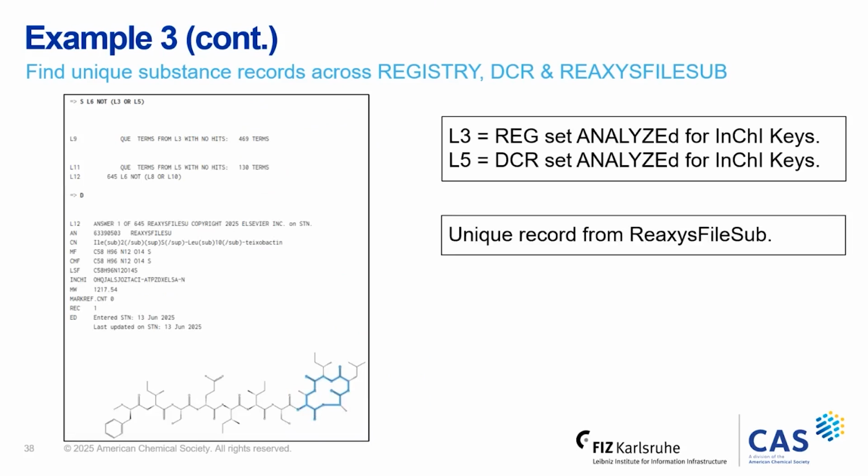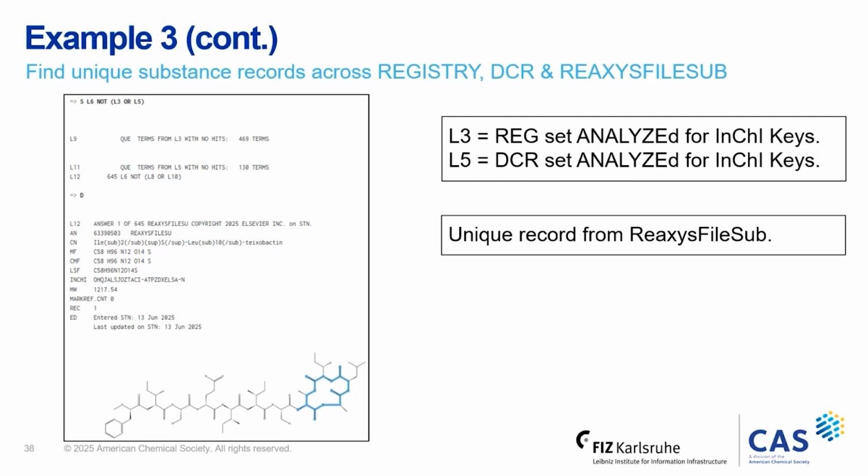So now we've run this across all 3 databases. Let's see if there's any unique records that we're getting across these 3 databases. So we'll start, we're in ReaxysFileSub. We're going to stay there, and we're going to pull only the unique records. So it's going to be search L6, which is my ReaxysFileSub set, not L3, which is the InChIKey analyzed set out of Registry.